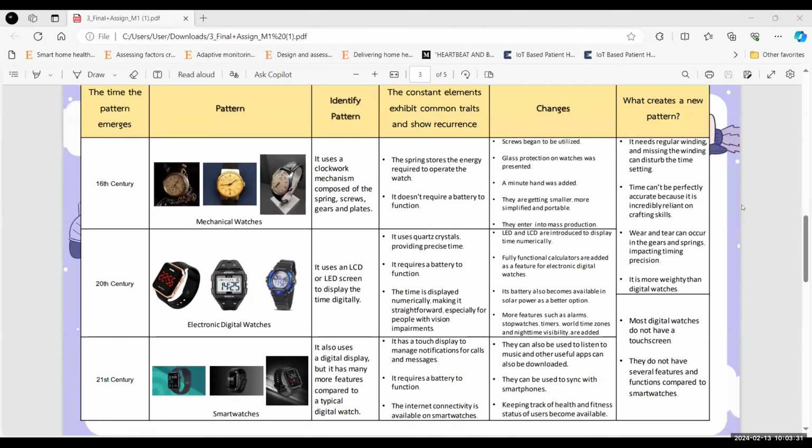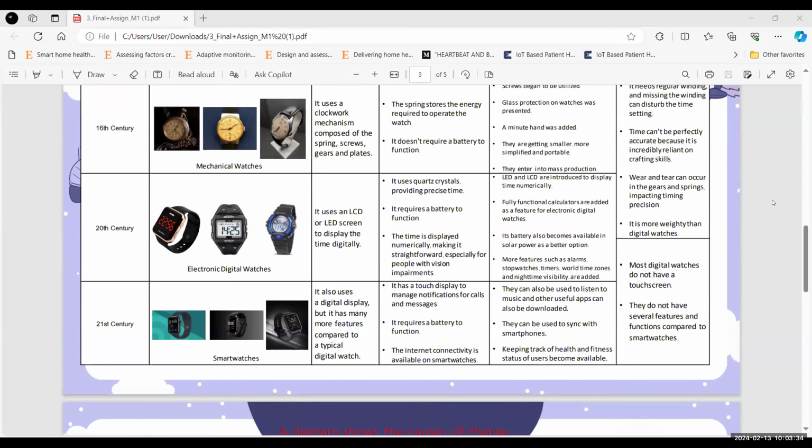There are also some facts that create a new pattern, like smartwatches in the 21st century, because digital watches mostly do not have a touch screen, and they do not have as many features and functions compared with smartwatches. Smartwatches became handy starting from the 21st century. They mostly use digital displays, and they have lots of features compared to a typical digital watch.